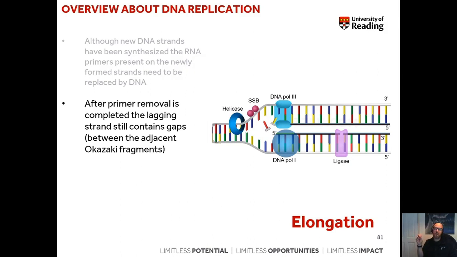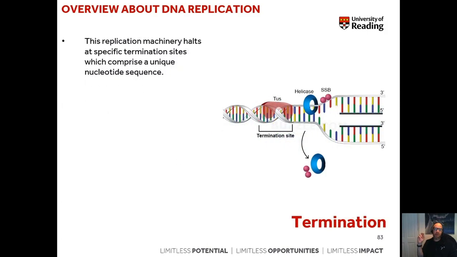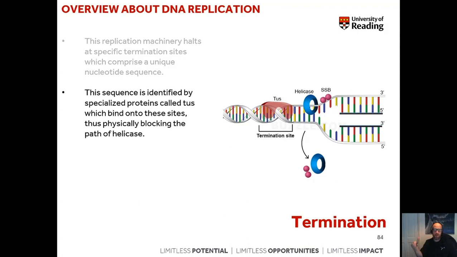But after those are removed, there is still a gap because those RNA primers are removed. And another enzyme called ligase identifies those nicks in the DNA, seals them and closes the gap. After this is done, the replication machinery stops at specific termination sites, and this completes one round of replication.